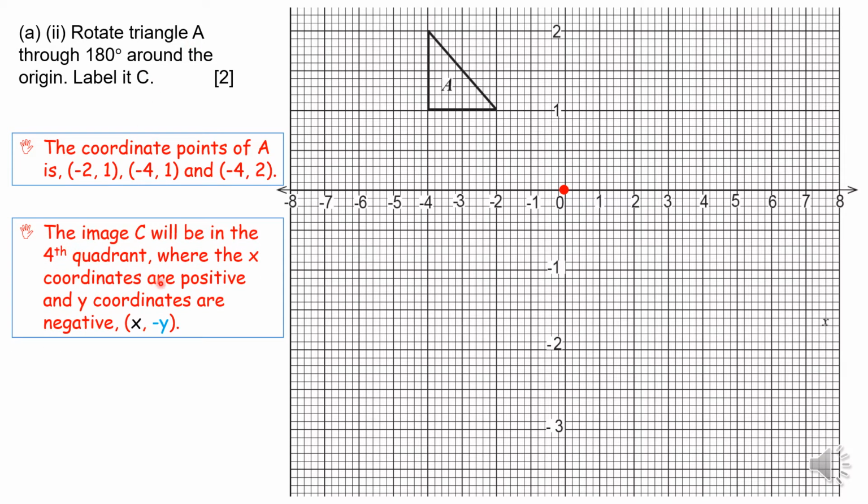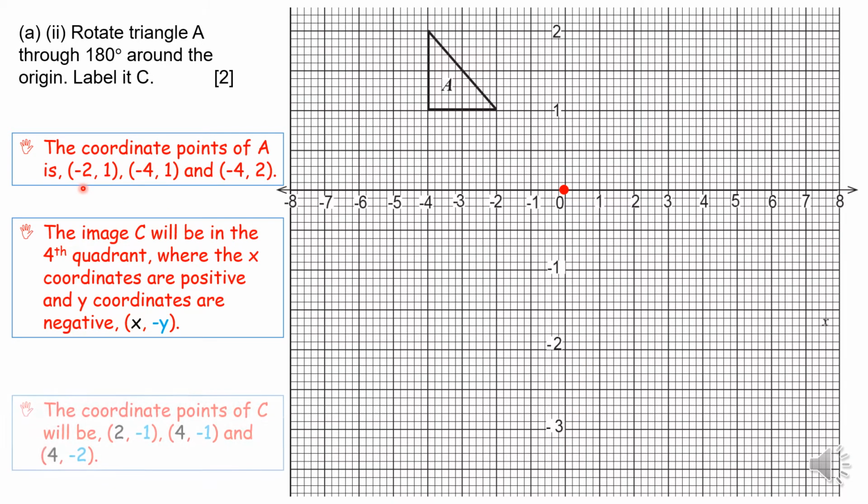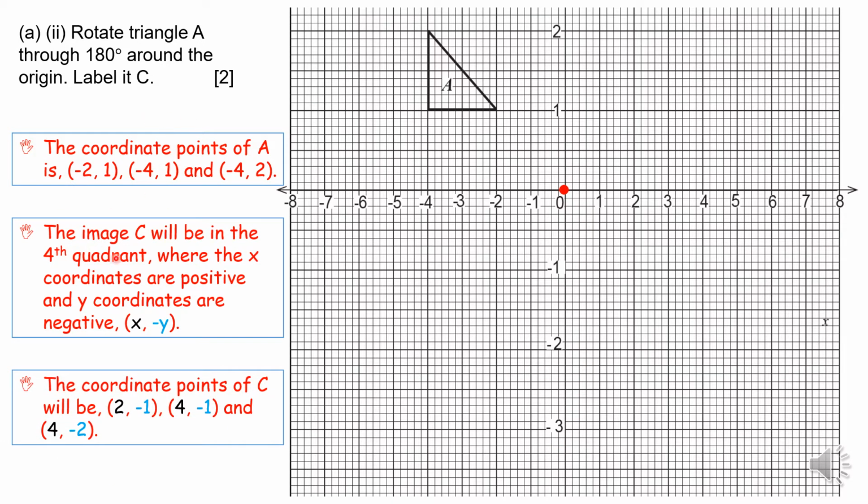So for the x, y value, x is positive in the 4th quadrant, and y is negative in the 4th quadrant. So the only thing you need to do is change the signs of the coordinates, like what I did here. So now x is positive, so this is going to be 2, negative 1, and 4, negative 1, and 4, negative 2. Same coordinates, just swapped around because of the quadrant in which this lies.